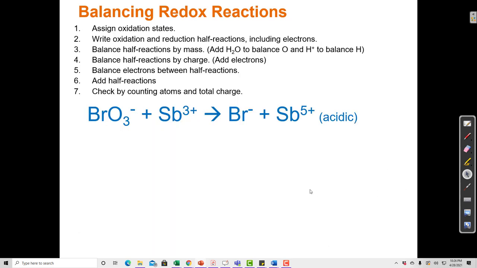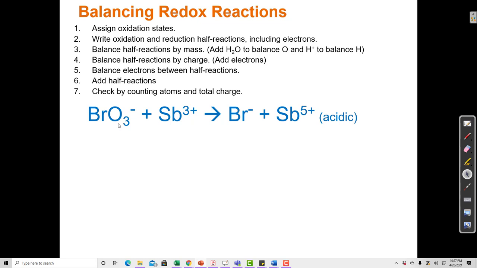So here is an example of a reaction that we need to balance, and it says that this is in acidic solution. So I just left the rules up here to remind ourselves what we're doing as we go down. So first of all, let's look at whether this reaction is balanced. I have one bromine, three oxygen atoms, zero oxygen atoms, one antimony, and one antimony. So it's not balanced, first of all, because I don't have oxygen.